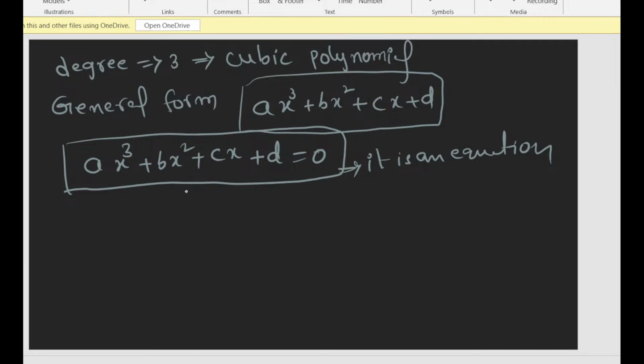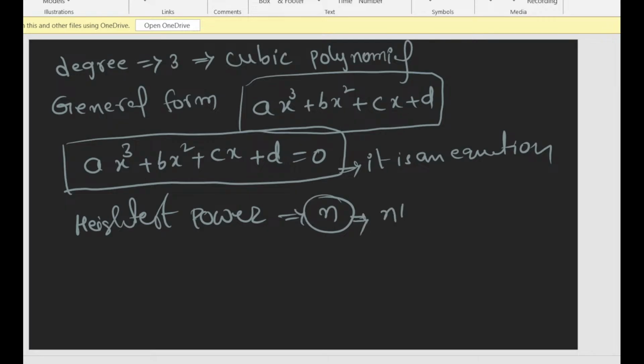so these are what we are going to generally study. If the degree is nth degree, if the highest power in any algebraic expression is n, then we call that an nth degree polynomial. Okay, it is an nth degree polynomial.